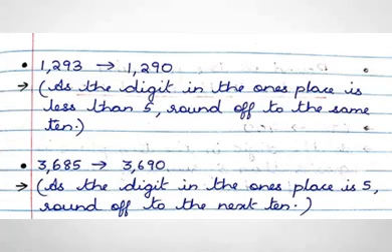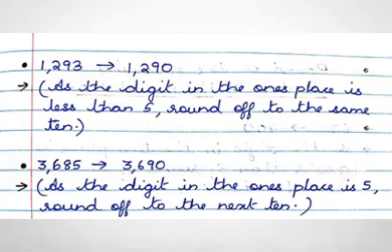Second question is 1293. As the digit in the ones place is less than 5, round off to the same 10. In the case of 1293, the digit in the ones place is 3, which is less than 5. So, 1293 is round off to 1290.